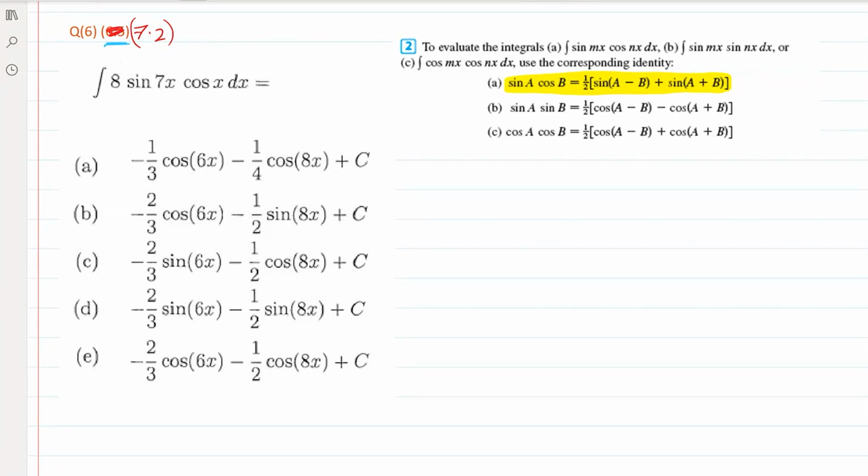So all of you, solve this question here. It's an easy one.